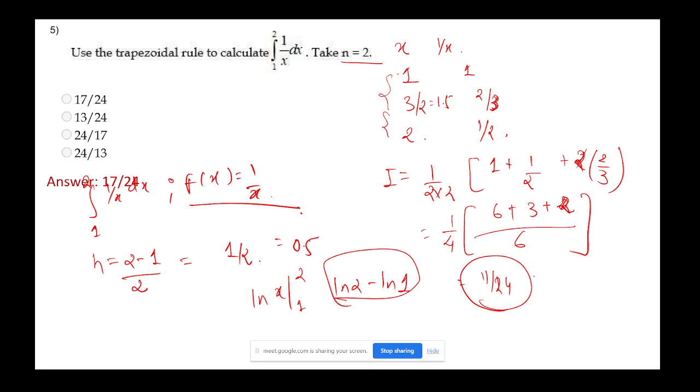Sorry, this will not be 11 by 24. This is already 4 over here. So 4 into 2, it will be 8. So 6 plus 8 plus 3, it will be 17. So the answer is 17 by 24. Sorry for the mistake. So the correct answer is 17 by 24.